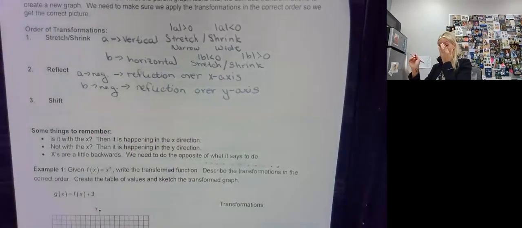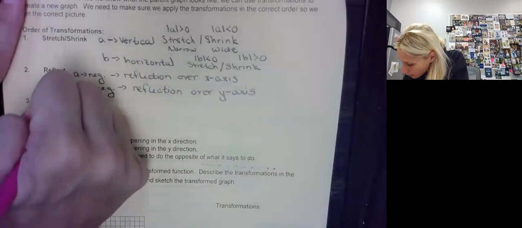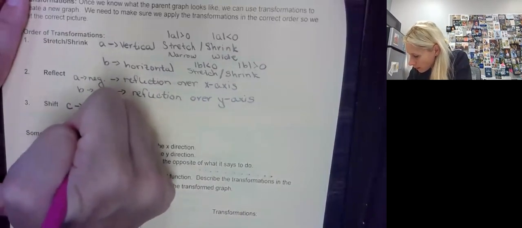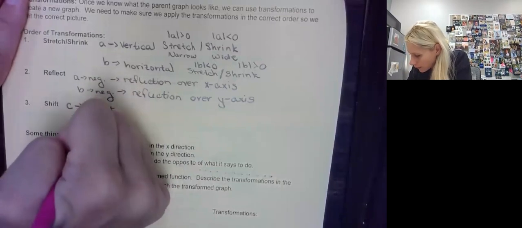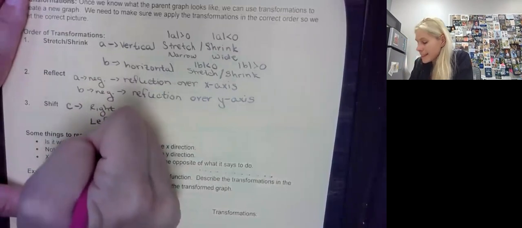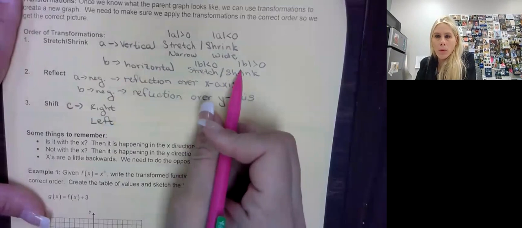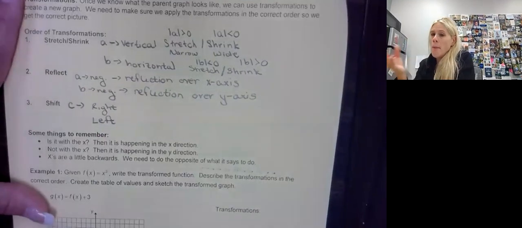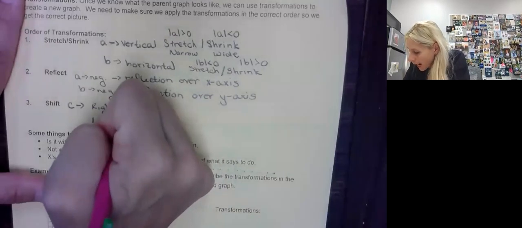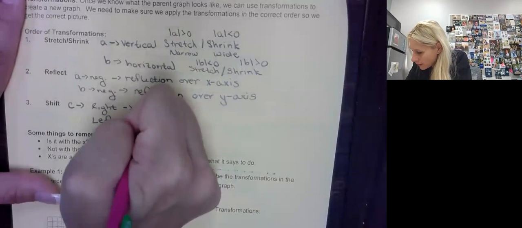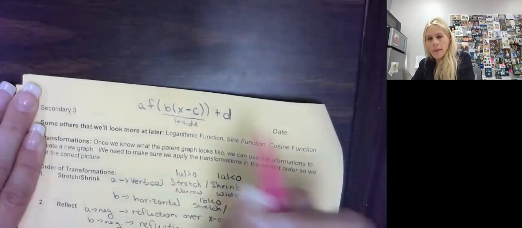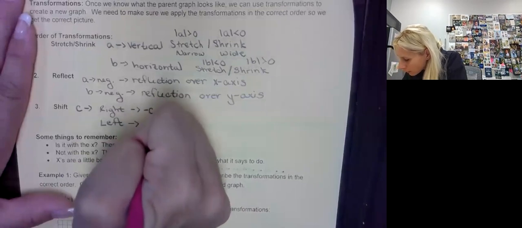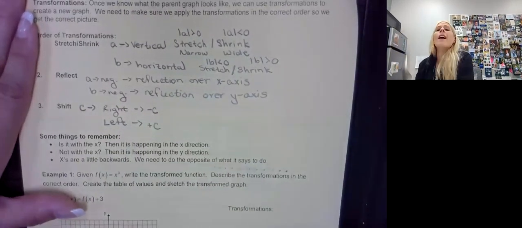Now shift, this happens with C and D. So C moves right or left. What we need to remember is that since it's on the inside, like up here where we said we did the opposite of what we see, the same thing goes for the shift. When we think of going to the right, we think positive, but because it's on the inside, it's actually going to be a negative C, hence the opposite. So minus C goes to the right, not positive C.